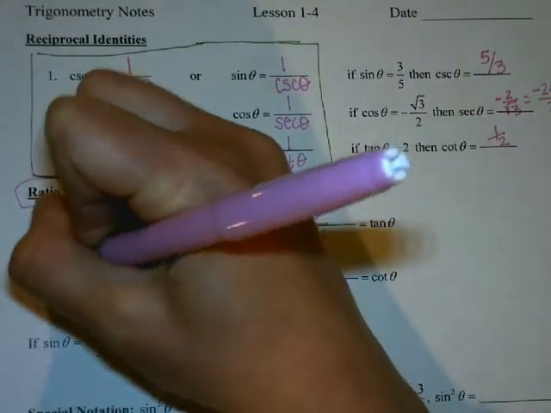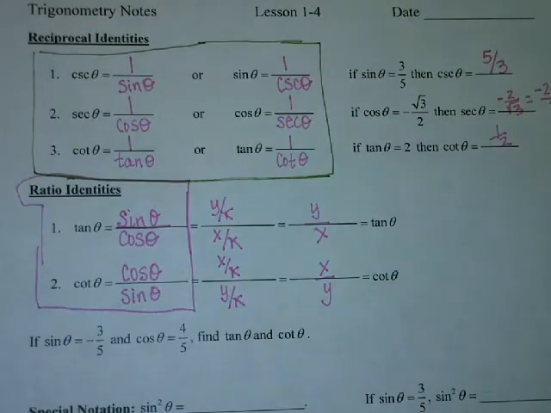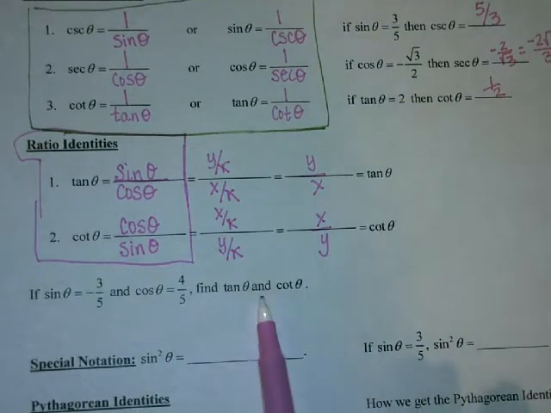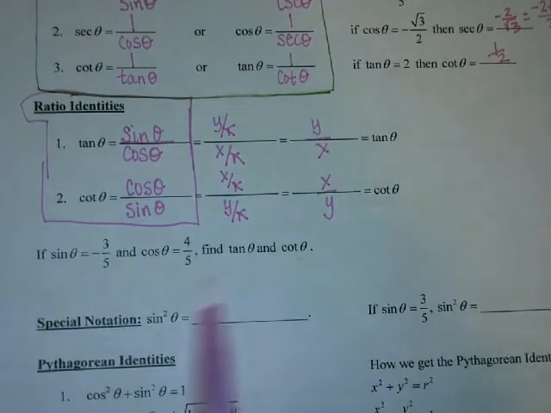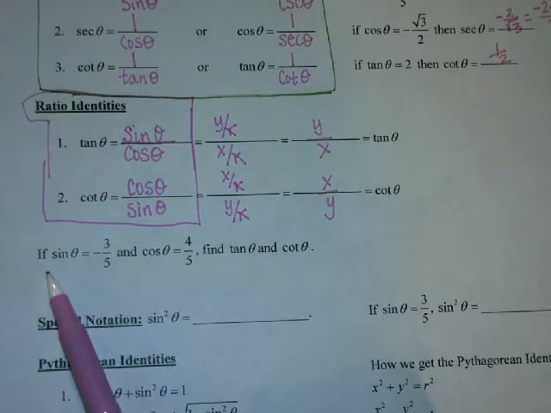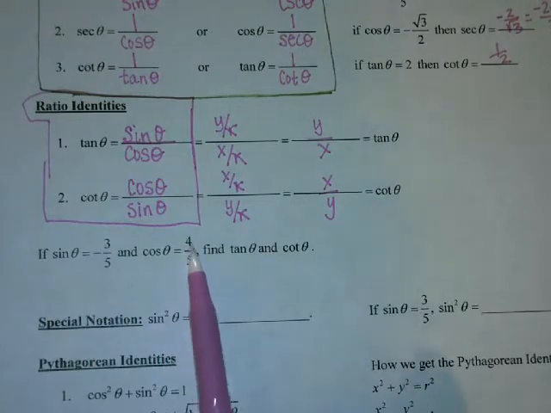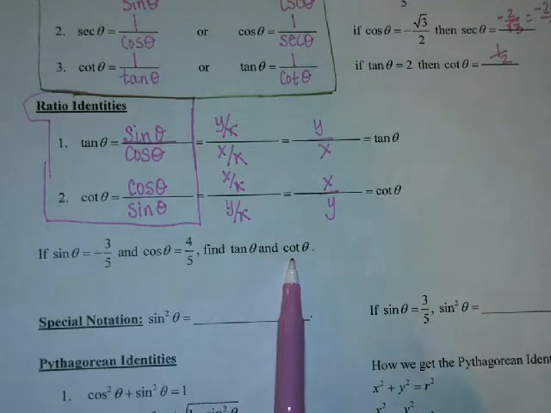Tangent is sine over cosine. Cotangent is cosine over sine. Now, that's really useful if we have sine and cosine and we want to just find tangent and cotangent. So here, for example, it says if sine of theta is negative 3/5 and cosine of theta is positive 4/5, find tangent and cotangent.